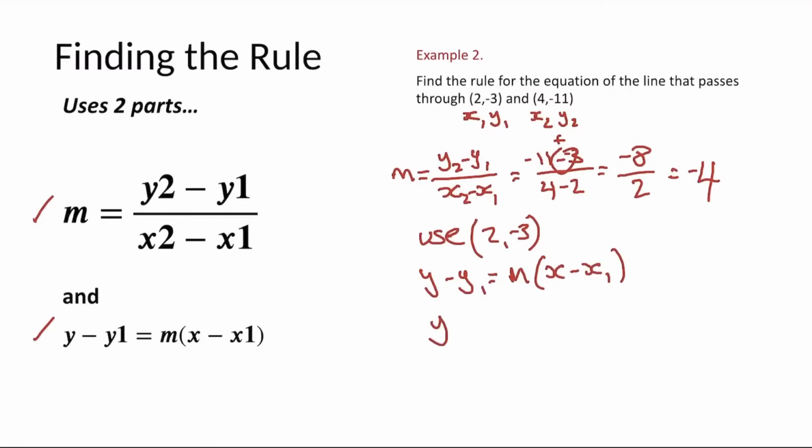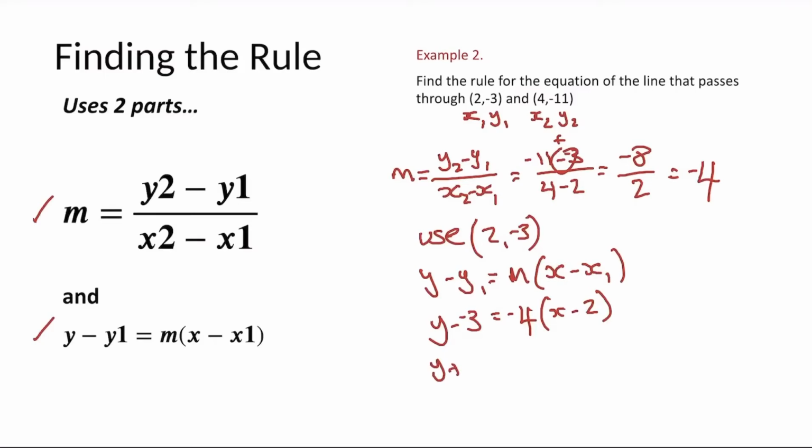Y we're working out, well that's going to be the equation, minus y1. Now what is the y? It is negative 3. So y minus negative 3 equals m we just worked out, which is negative 4, brackets x minus our x1, which is 2. Okay, let's simplify that, get rid of that double negative.